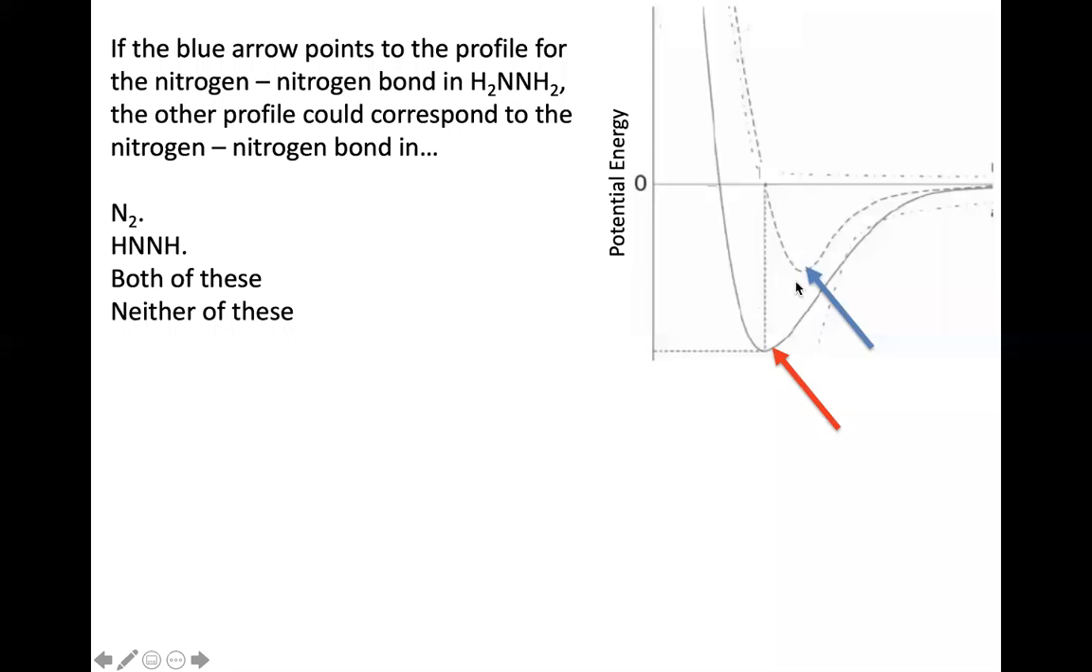So let's say we're comparing these two. Let's say that this blue arrow is pointing to the dashed line, and that corresponds to the nitrogen-nitrogen bond in this molecule, H2N2H2. What could the other one correspond to? The solid line that has the red arrow. So in order to answer this one, the reason I'm bringing this one up here, it sort of allows us to review and to think a little bit about where the ideas fit together.